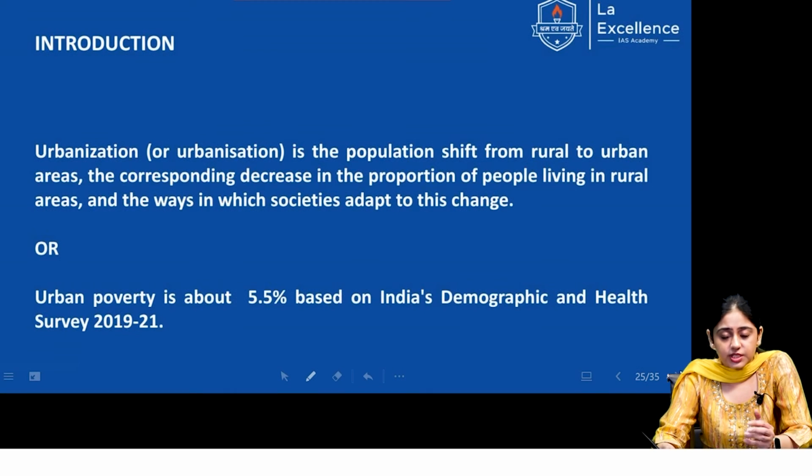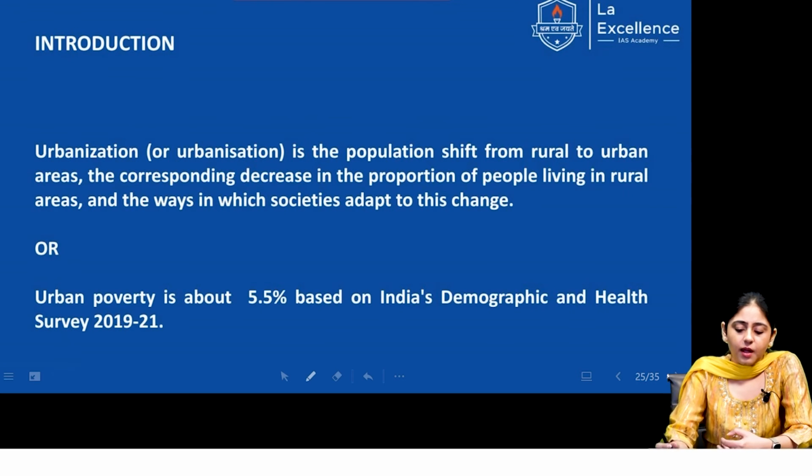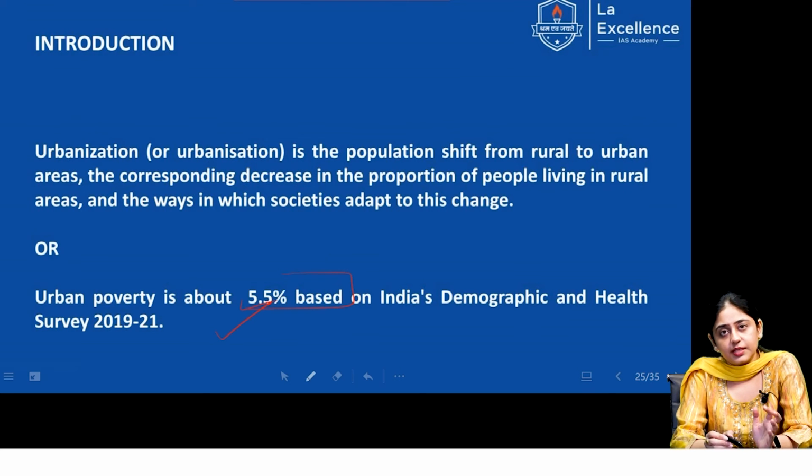So first, you just define, just write about urbanization, people moving from rural to urban, demography changes there, occupational structure changes there. Or you can just give a statistic that urban poverty, because it's talking about urban poor, is about 5.5% based on India's demographic and health survey, which was recently undertaken in 2020-21. So these are the two ways.